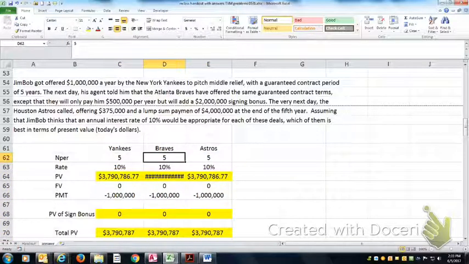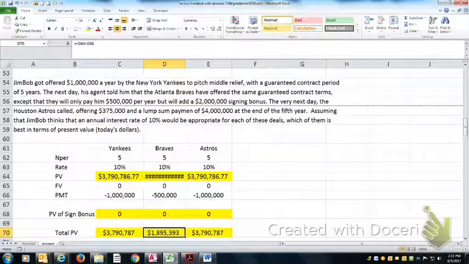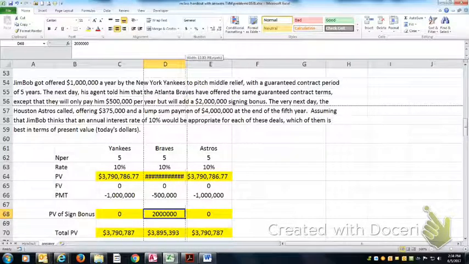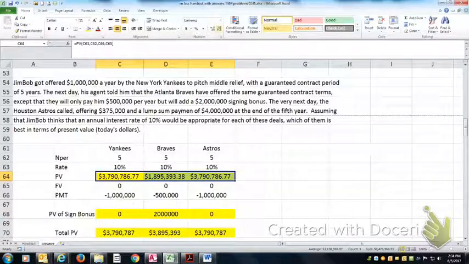The Braves offer is a 5-year period. They're not offering $1,000,000 a year. They're offering $500,000 a year. Okay, and so that's pretty lame there. That's only $1.895 million, but they're going to toss in $2 million up front. That makes the entire value of this deal worth more. Lose the pennies up here.